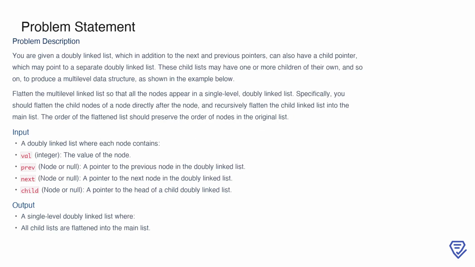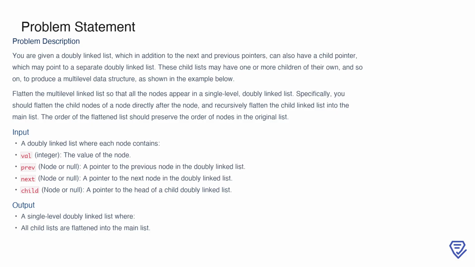In this problem, you are given a doubly linked list where each node contains the typical next and previous pointers, but there's also an additional child pointer. This child pointer can lead to another doubly linked list, effectively creating a multilevel data structure. These child lists can themselves have children, forming a hierarchy of linked lists. The goal is to flatten this multilevel structure into a single-level doubly linked list.